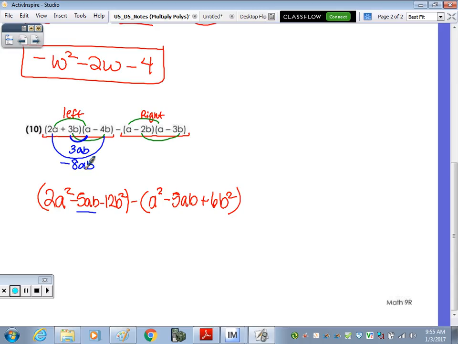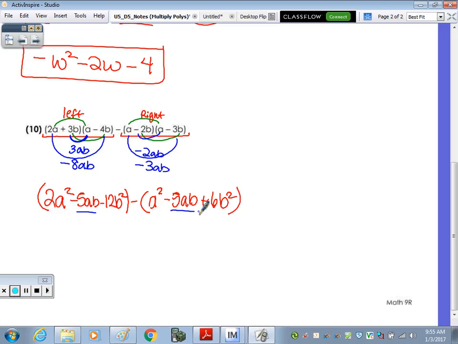We do a little smile, big smile. So little smile over here, negative 2b times a is negative 2ab, and then a times negative 3b is negative 3ab to give you that negative 5ab. Okay, so little smile, big smile, little trick.